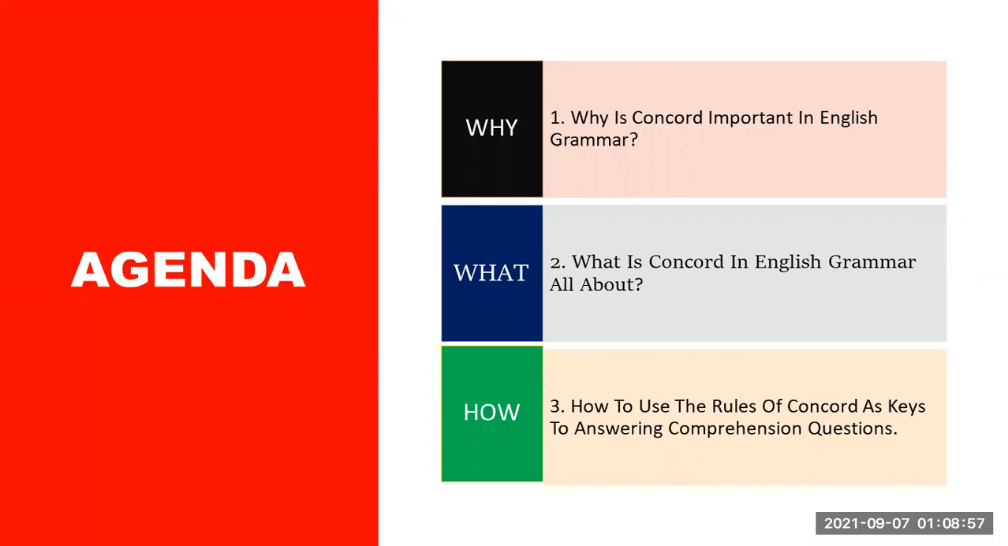First, a look at the brief agenda for the episode. We have our agenda consisting of why, what, and how. Number one, why is Concord important in English grammar? Two, what is Concord in English grammar all about? Three, how to use the rules of Concord as keys to answering comprehension questions. We are going to look at this one by one.